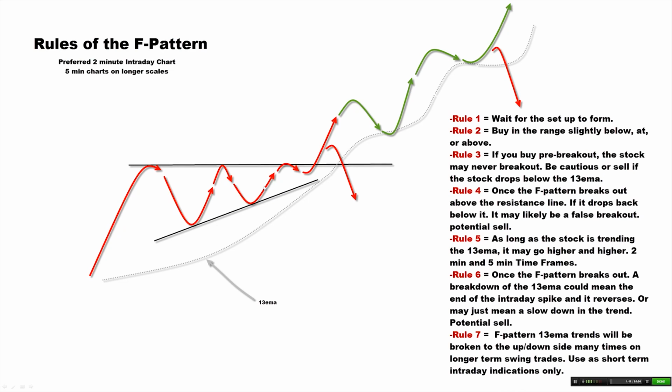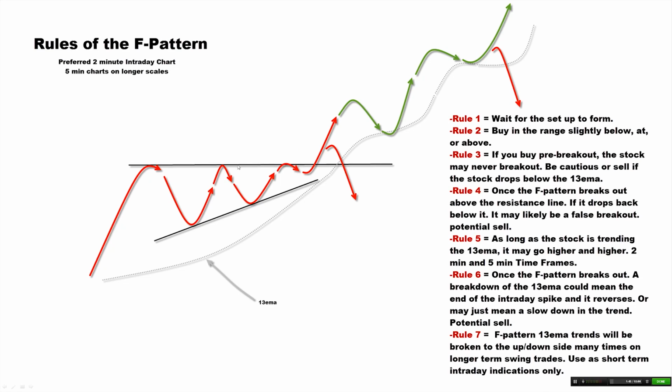So definitely be cautious with buying pre-breakout. That stock might never even break out, and so you need to protect yourself if there's a major trend reversal on that stock. Rule number 4: once the stock breaks out of the F pattern, if it drops back below it, say we break out above it, if we just all of a sudden get hammered and drop back below this line right here, there's definitely a potential for it to be a false breakout, and that stock might not actually be going anywhere.